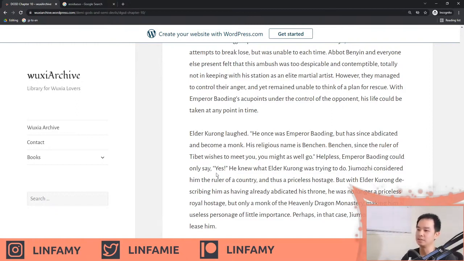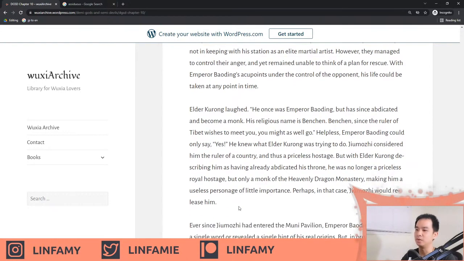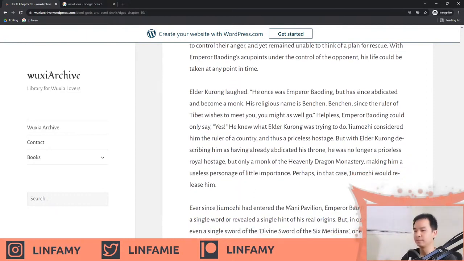Helpless, Emperor Baoding could only say yes. He knew what Elder Kurong was trying to do. Jiumotsu considered him the ruler of a country, and thus a priceless hostage. But with Elder Kurong describing him as having already abdicated his throne, he was no longer a priceless royal hostage, but only a monk of the Heavenly Dragon Monastery, making him a useless personage of little importance. Perhaps, in that case, Jiumotsu would release him.